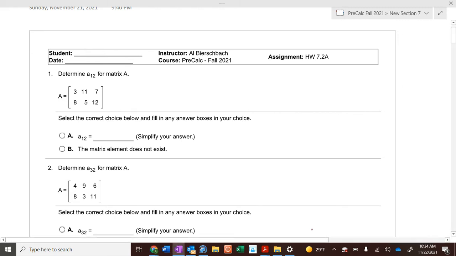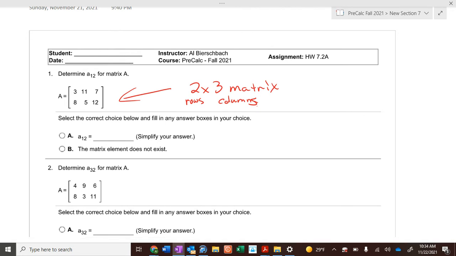Matrices. Okay. This matrix right here is a 2 by 3 matrix, which means there's 2 rows and 3 columns. A12 says, what is the number in the first row, second column? Well, that would simply be 11.